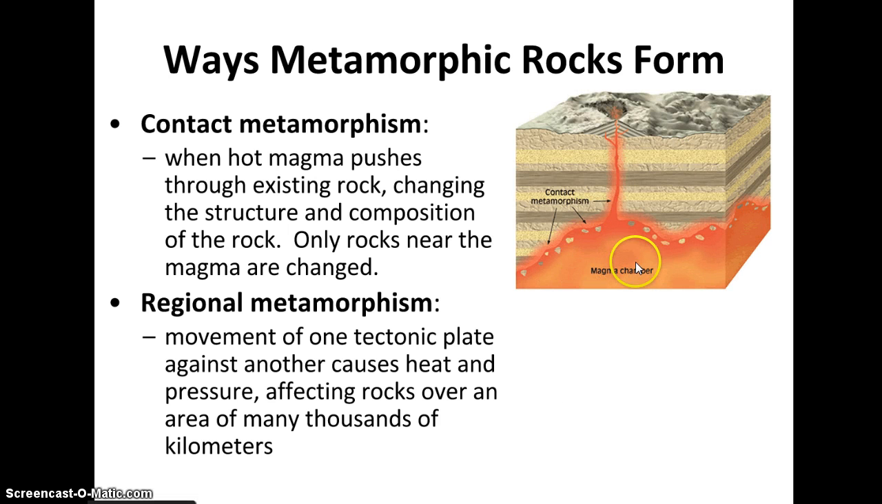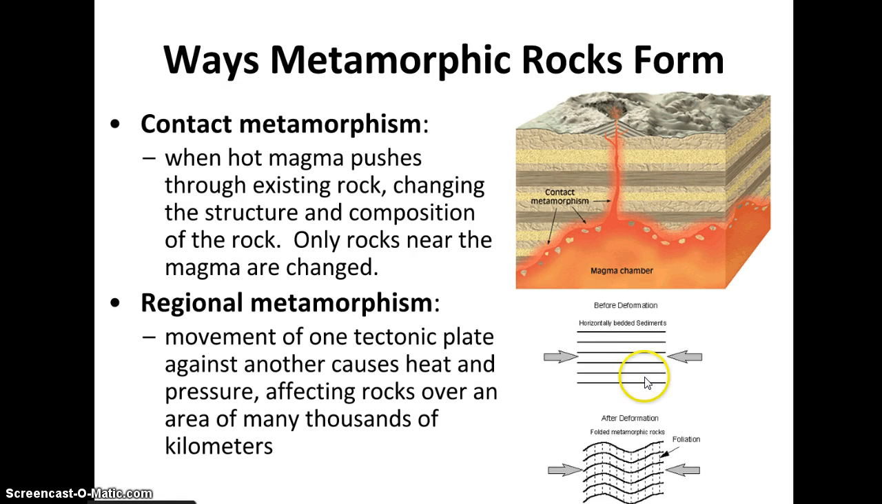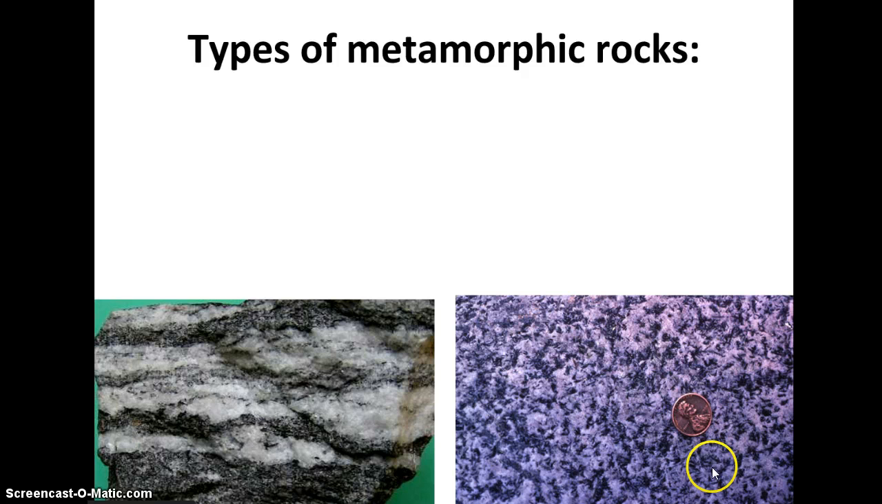So here's a picture showing a magma chamber, and the rock near it changes because of heat, but it doesn't actually melt into magma. And then this is just showing you the bedding plane of sediments that get foliated or folded by intense pressure from plate tectonics.